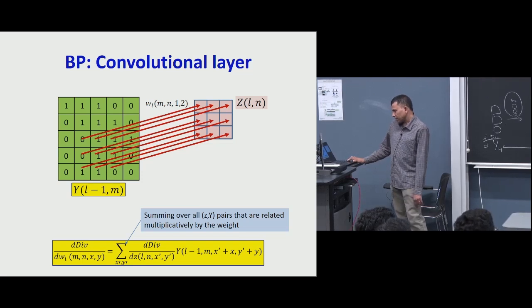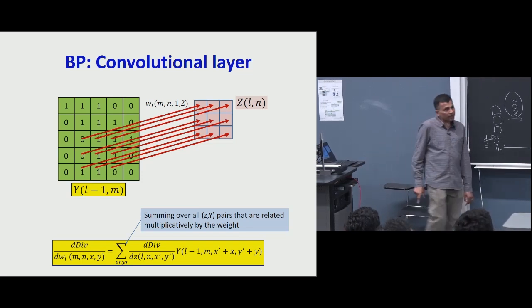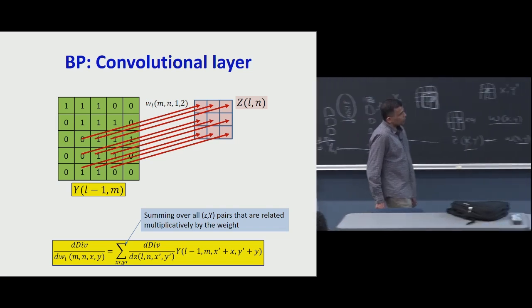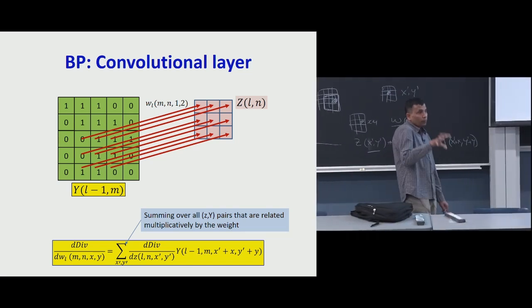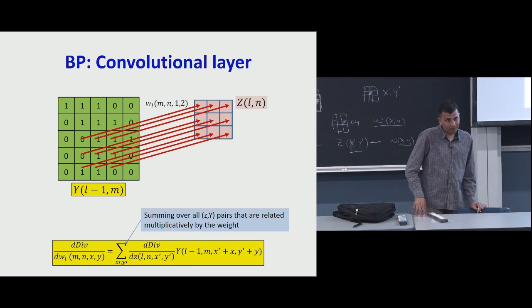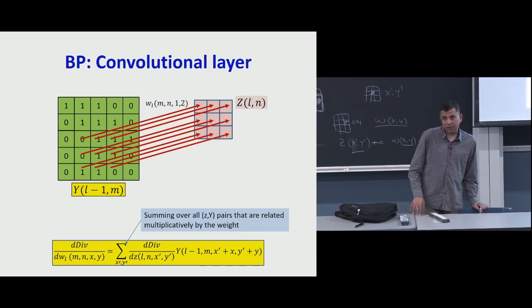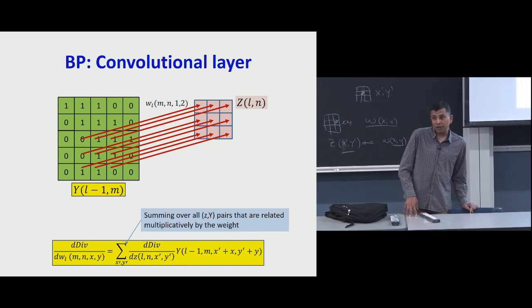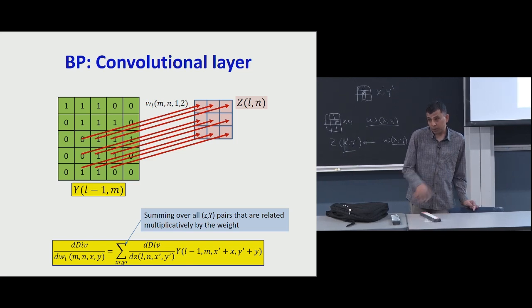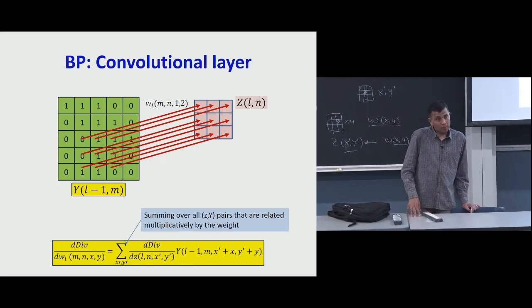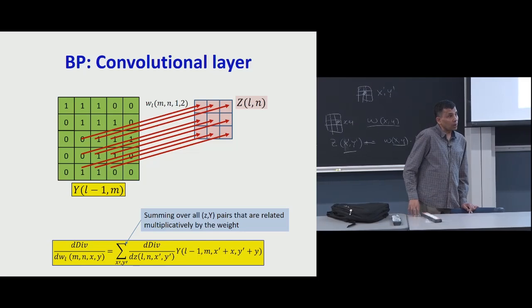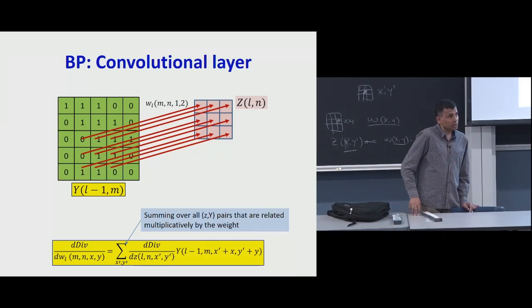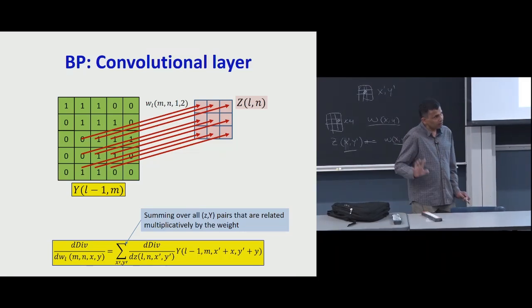So here's how you get it. Now, observe that when you're computing the derivative with respect to a weight, you have a separate weight for each map, right? So when you're computing the derivative with respect to the weight, you're not summing over the maps. The weights are different for each map. You only have to consider one pair of maps, one y and one x. But you do have to sum over all the positions in the z. Right?